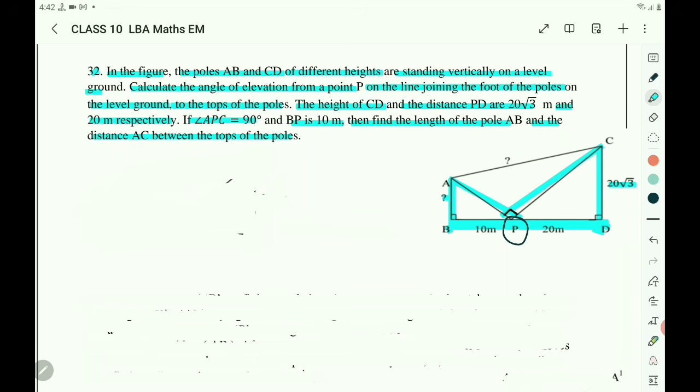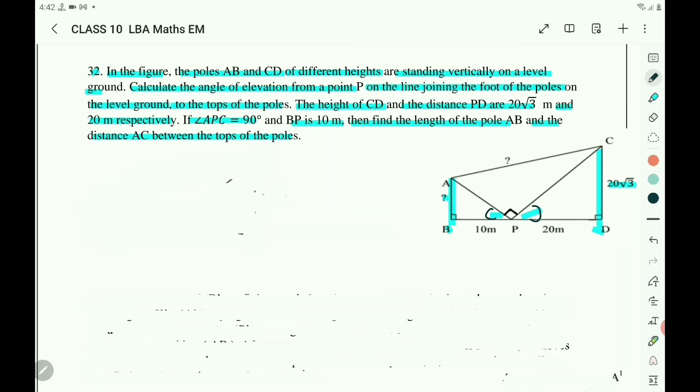Here AP and CP are the lines of sight. When the tops of the poles are viewed, AP is a line joining the top and the point P on the ground. AP becomes the line of sight. Here also CP becomes the line of sight. We have to find the angle of elevation, means these two angles we have to find: the angle of elevation of the tops of the poles from the point P.